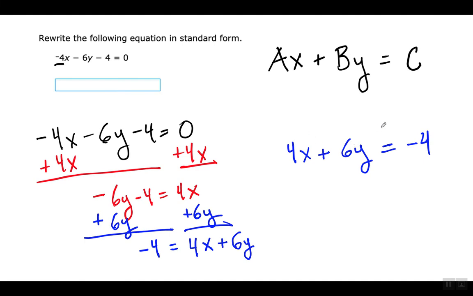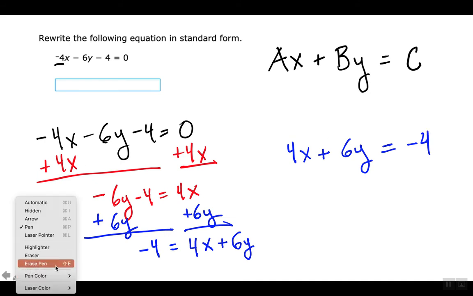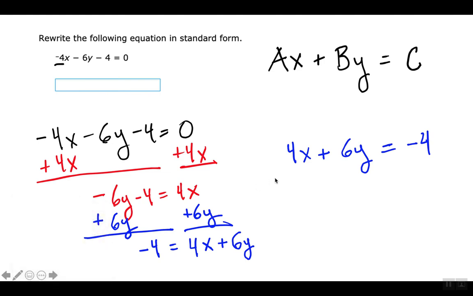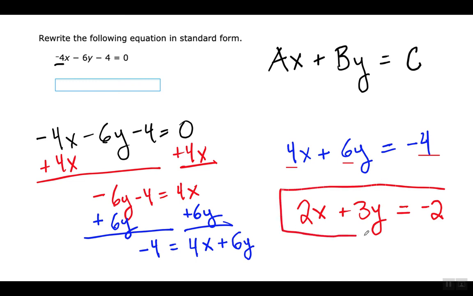If I could divide A, B, and C by an integer to make them smaller, the same way that you simplify fractions, okay? If I could divide all three of these numbers by a number to make them smaller, you have to simplify. If you write the answer like this, you're going to get it wrong because it's not simplified. Okay, so for this example, I got to divide all three of these numbers, A, B, and C, by 2 to make them simplified. So my final answer is actually 2x plus 3y equals negative 2. That is the final answer in standard form, simplified.